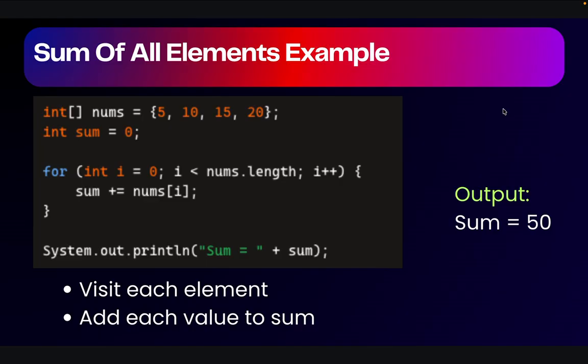Each time the value is added, it changes the value of the sum. So at the end, your sum is going to be equal to 50 because it pretty much took every element of your array and added them to the value of sum. So this is an example of how your for loop can be used to do calculations.